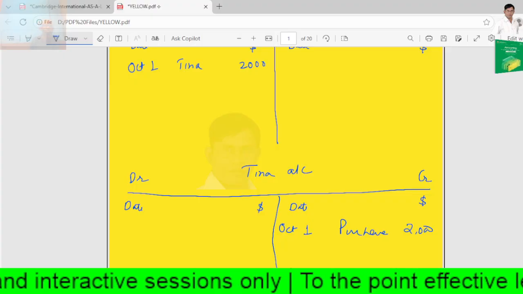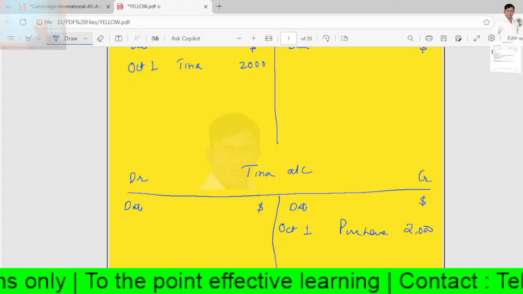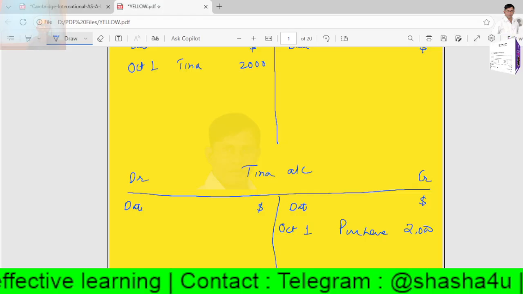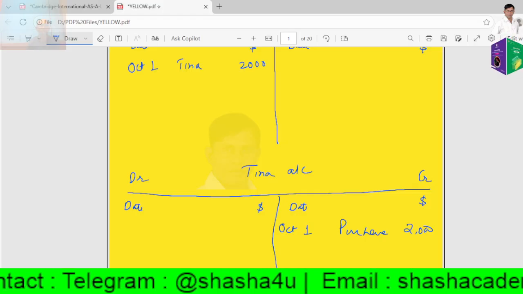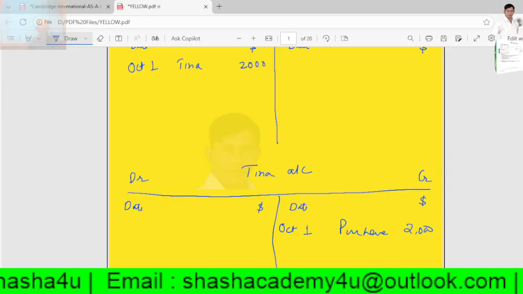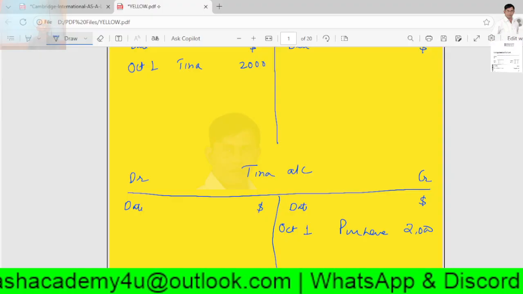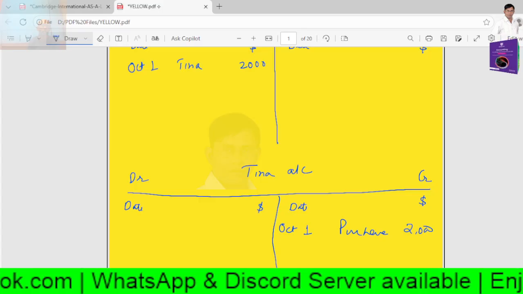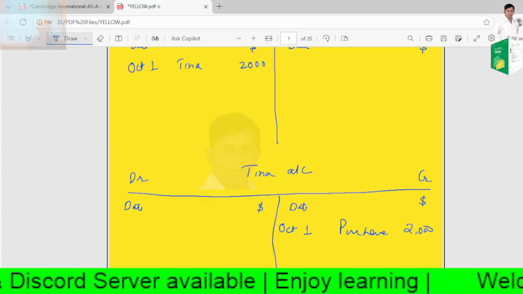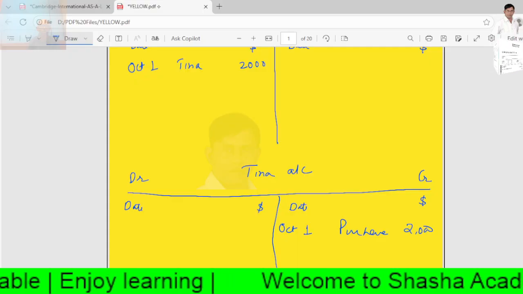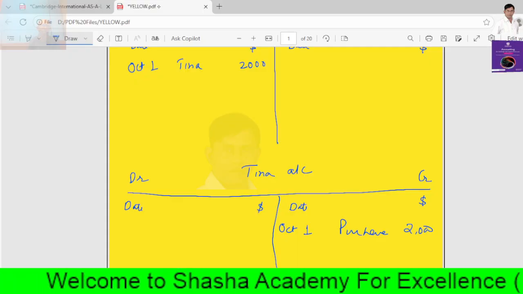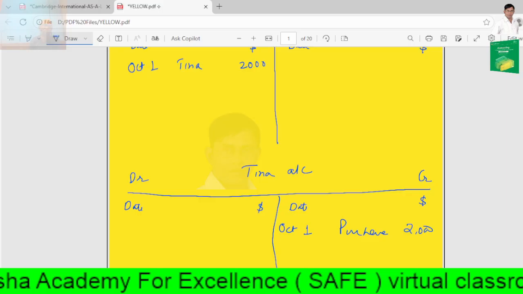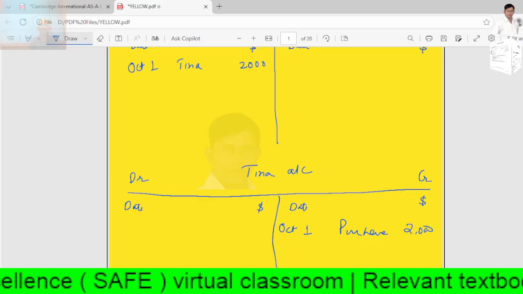This is known as completion of double entry. Here you have written 2000, here also you have written 2000. Debit 2000, credit 2000. Obviously debit is equal to credit, and one account is debited, the other account is credited. This is the first thing you learn in accounts: if one is debited, the other account will be credited. This is very important.